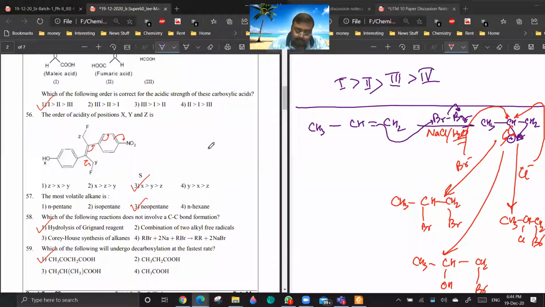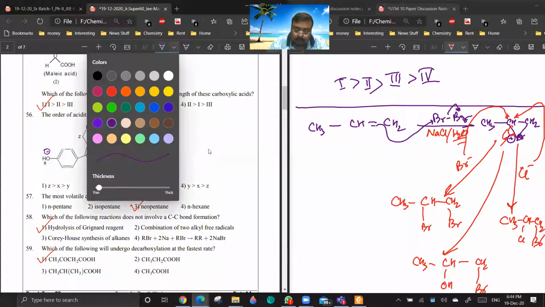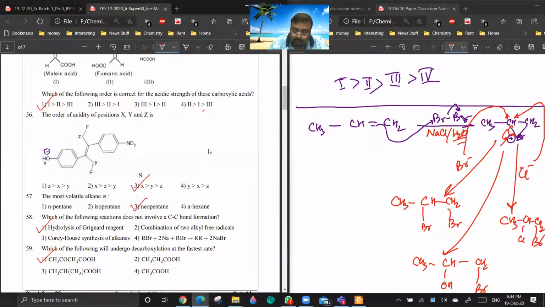Yes, 56. You see, first the atomic factors will be in the picture. Negative charge is more stable on more electronegative atoms. So O minus will be more stable than C minus. Are you getting a point? Yes, sir. So X will be more acidic than Y and Z.